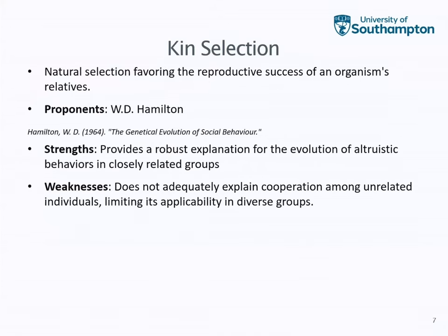So, several theories are current viewpoints of ETI. The first and famous one is kin selection. This says that natural selection favors the reproductive success of an organism's relatives, with famous proponents like W.D. Hamilton. It has the strength of providing a robust explanation for the evolution of altruistic behaviors in a closely related group, but it's not adequate to explain cooperative behavior among unrelated individuals.